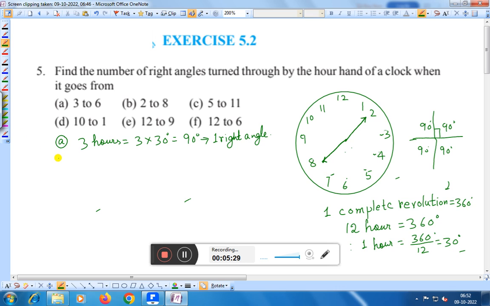Now 6 hours means how much degree? That is 6 into 30 degree is equal to 180 degree. And if we divide by 90 degree, we are getting 2 right angles.